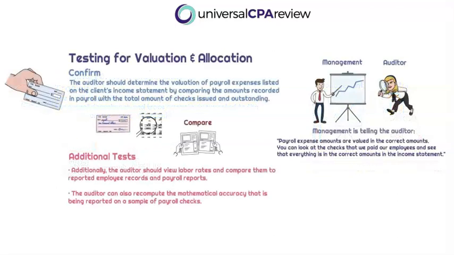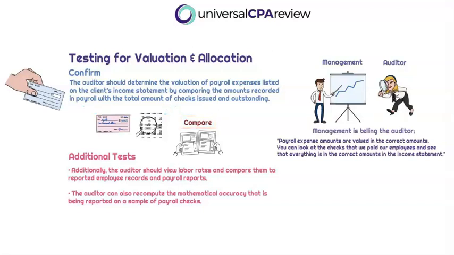Valuation, allocation, and accuracy. This is another assertion that's talking about numbers. We're talking about the payroll numbers. We want to make sure that that expense is not going to be understated. Okay, so the auditor should determine the valuation of payroll expenses listed on the client's income statement by simply comparing the amounts recorded in payroll with the total amount of checks issued and outstanding.